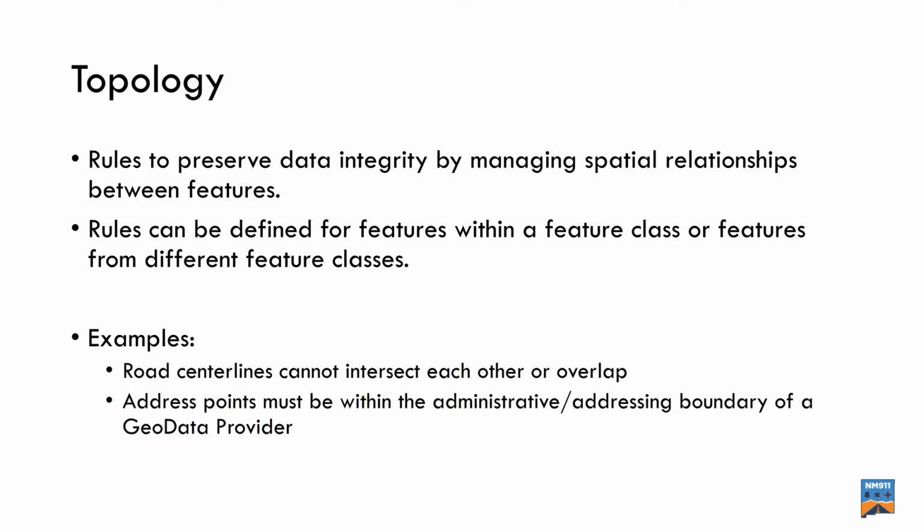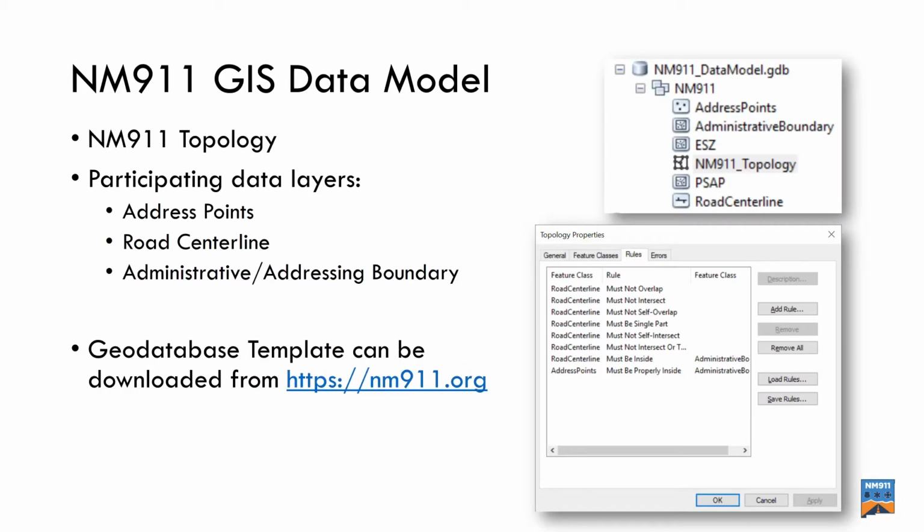Here are a couple of examples for topology rules in the NM911 workflow. Road center lines cannot intersect each other or overlap, and address points must be within the administrative boundary of a geodata provider. In the NM911 GIS data model, there is a NM911 topology data set along with the feature classes. Current topology rules are defined only for three feature classes: address points, road center lines, and administrative boundaries. These rules will be expanded to include PSAP and ESN boundaries in the near future.